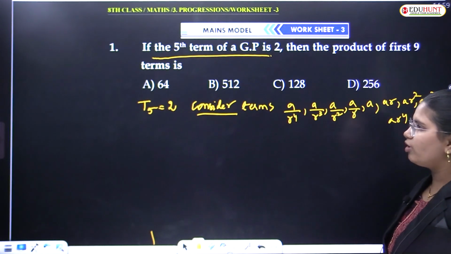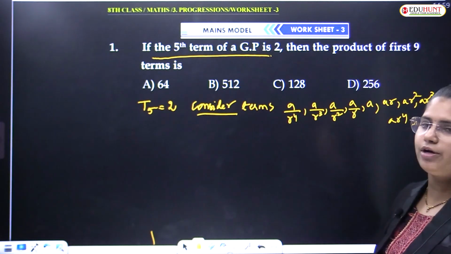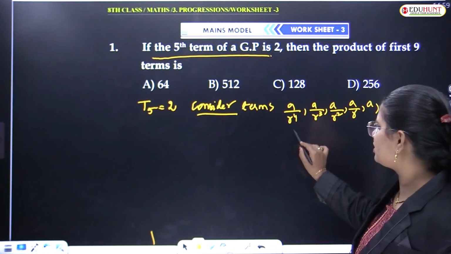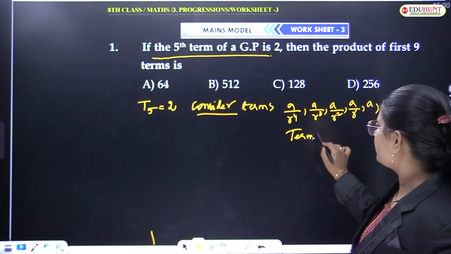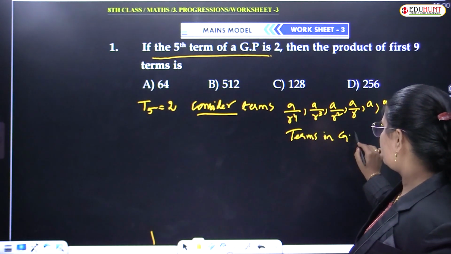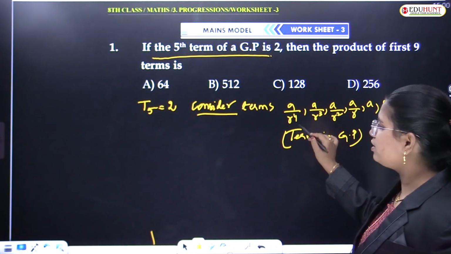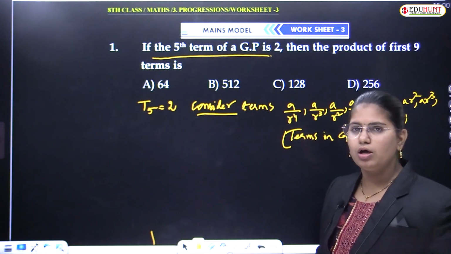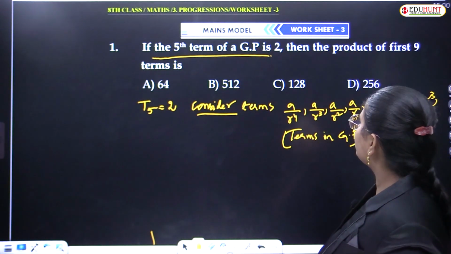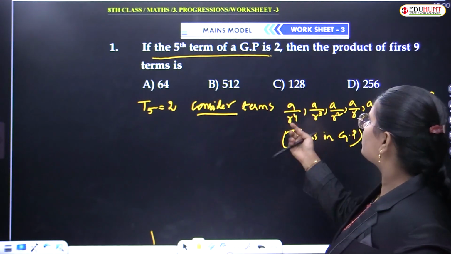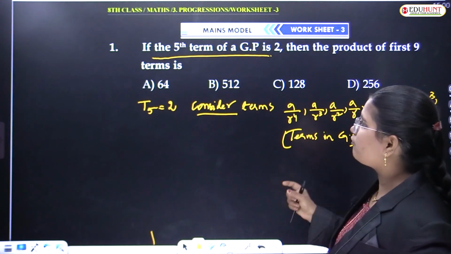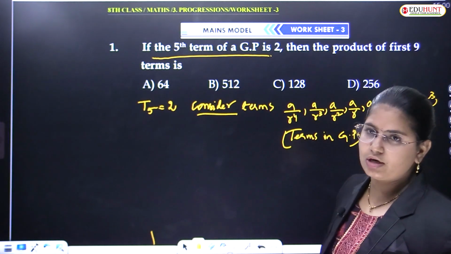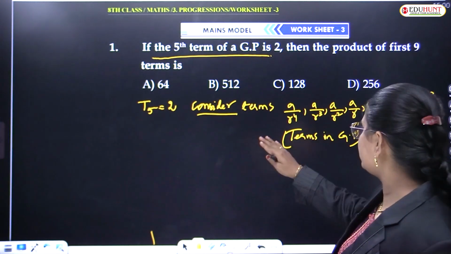So what am I doing here? Here my common ratio is constant. So these terms are in GP. It is very much clear. These terms are in GP. Why? We have a common ratio R. T2 by T1 is equal to R. So what I need to find here, given T5 is equal to 2, is the product of first 9 terms, that is, the product of all these terms.